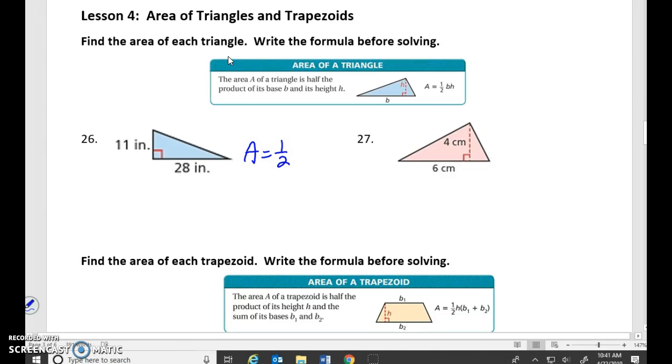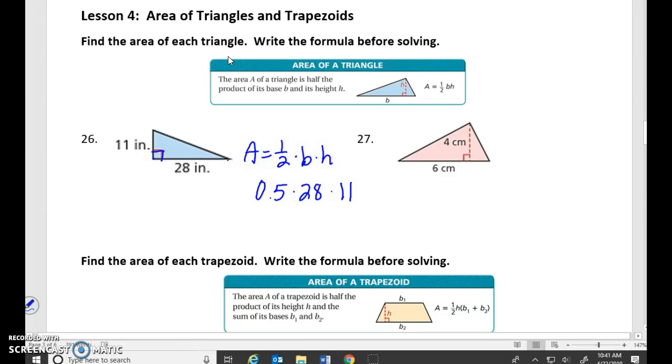1/2 times base times height. Excellent. So for 1/2, I'm going to put 0.5. What is my base? Remember, base is at the bottom of the height, and if you see a 90-degree angle, the base is going to be there, the bottom. So 28 is my base, and my height is from the bottom of the base to the very tallest point. So that would be 11.